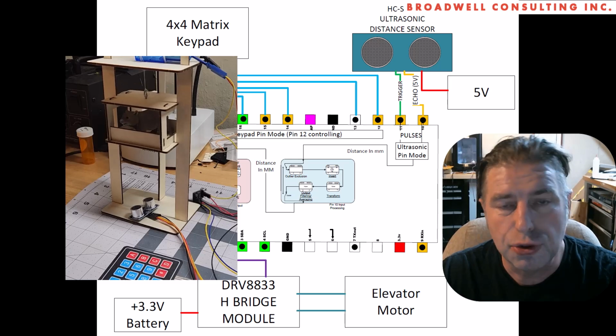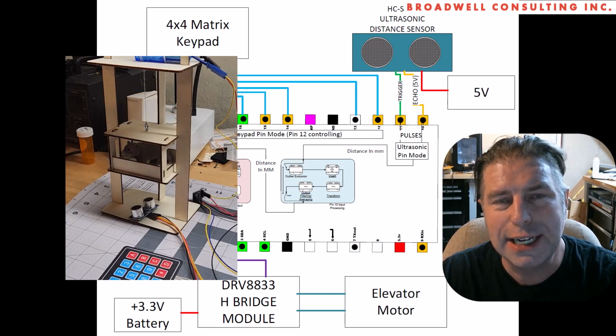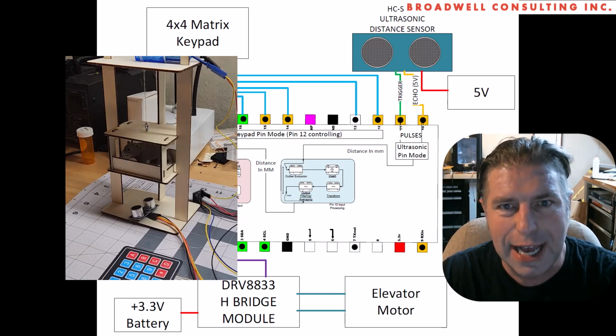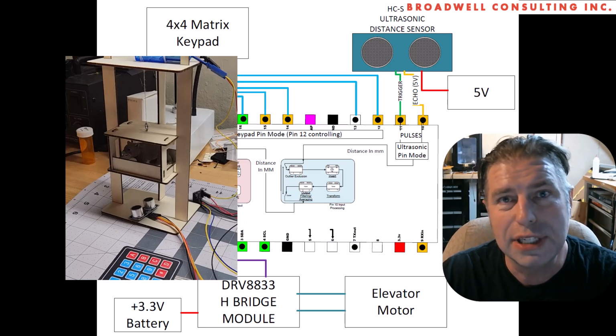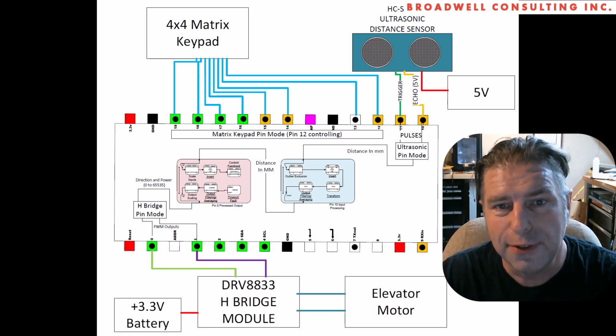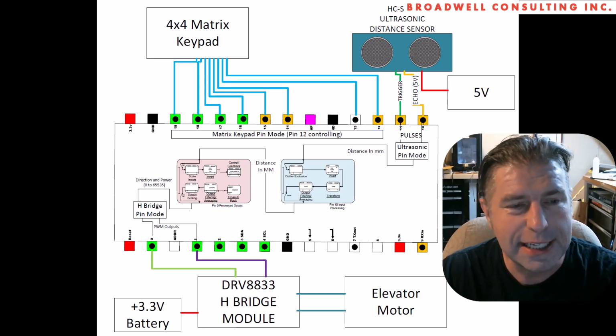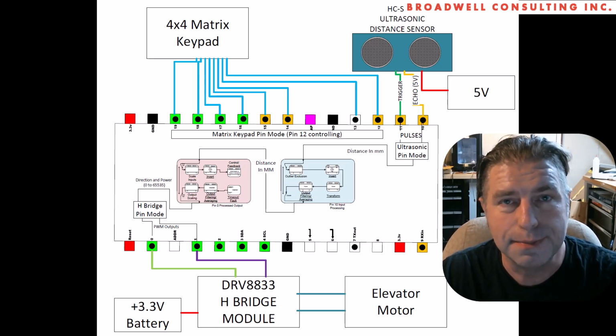So we're going to control that motor with an H-bridge, and we're going to throw an ultrasonic distance sensor in the bottom of the elevator shaft so we can see where the elevator's at. And then ultimately we'll use a keypad to command the elevator to go to the top floor, the middle floor, or the bottom floor, and use real-time control to get it there. Let's take a look at our physical plant.